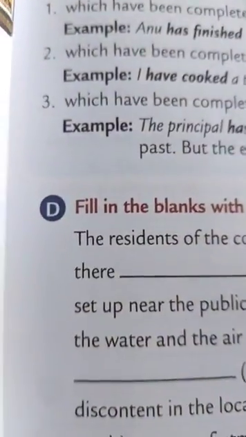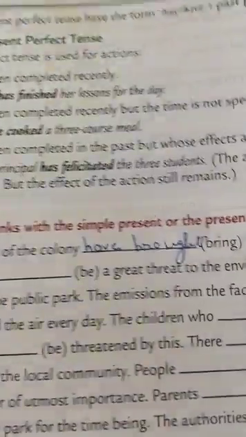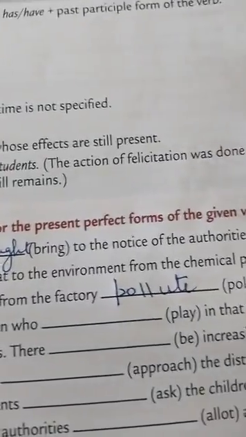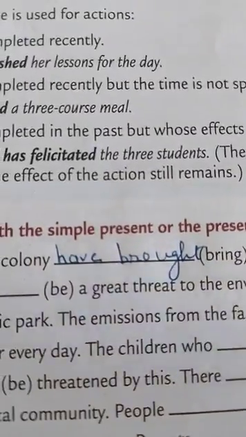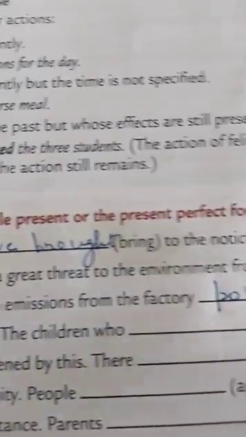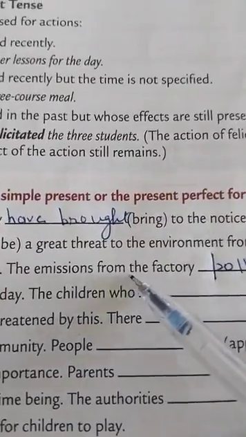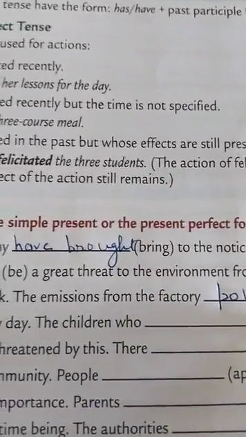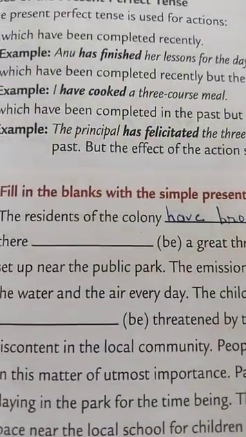Now see question number D, children. In this question, children, you have to fill the blanks with simple present or present perfect form of the given verbs. See, the residents of the colony have brought, okay, this is the present perfect, to the notice of the authorities that there. So, children, this question you have to do yourself. The emissions from the factory pollute the water and the air every day. This way, you will do this question.